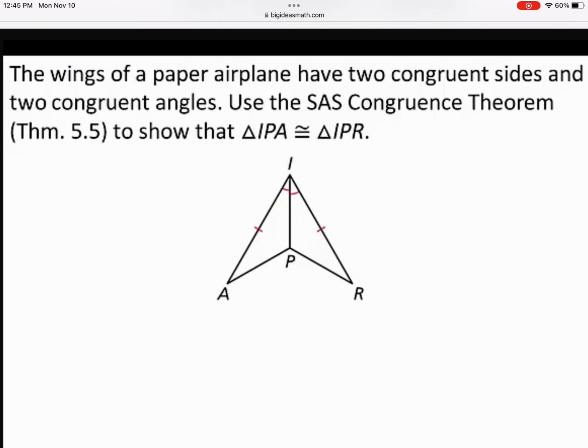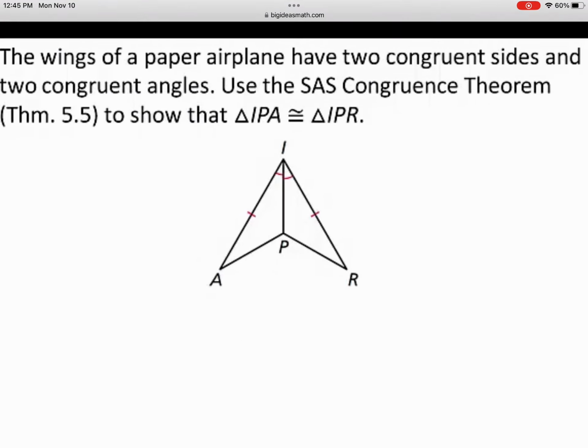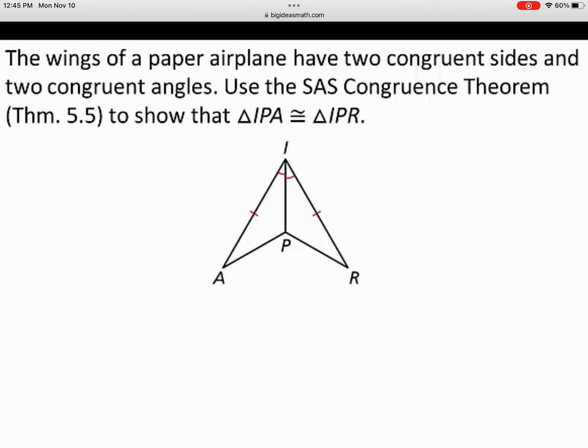The wings of a paper airplane have two congruent sides and two congruent angles. Use the side-angle-side congruence theorem to show that triangle IPA is congruent to triangle IPR. To show that triangle IPA is congruent to triangle IPR, you should first start with the given information.